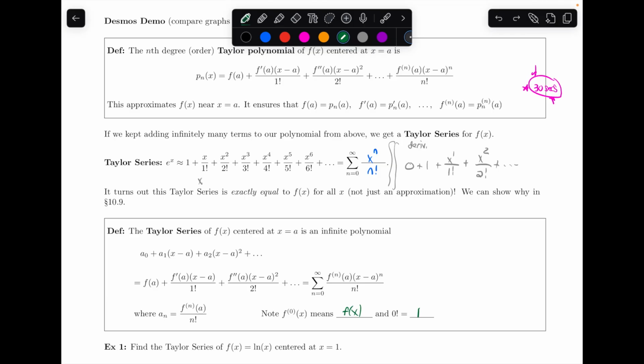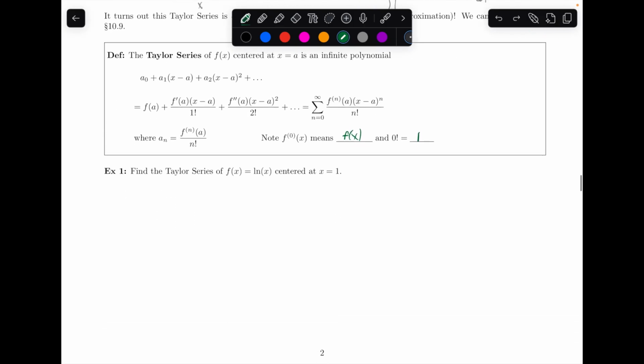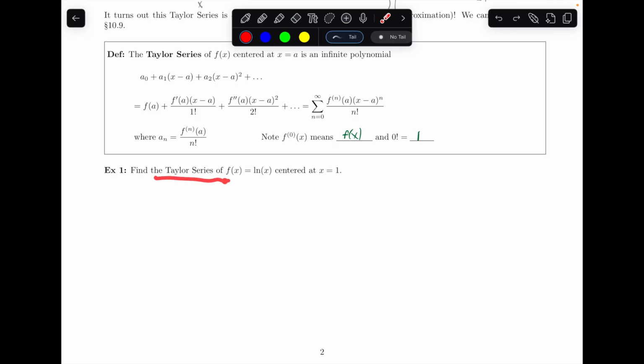Okay, so I have my Taylor series definition, and I want to end by doing an example. Let's find a Taylor series for ln of x, but centered at x equals 1. So what this wants me to do is express ln of x and approximate it using this infinite polynomial, a0 plus a1 times x minus 1, because that's my center point 1, and then I'll get plus a2 times x minus 1 squared plus dot dot dot. I would keep going like this.